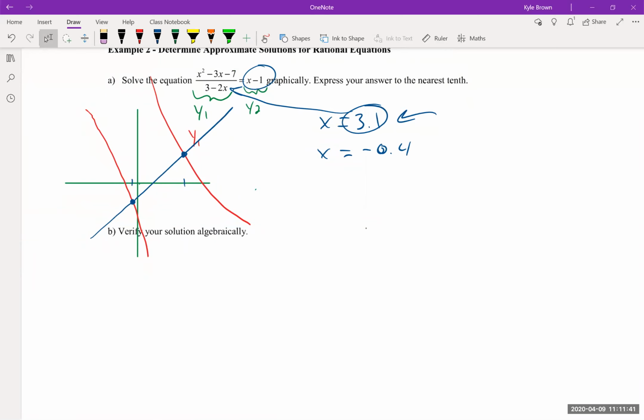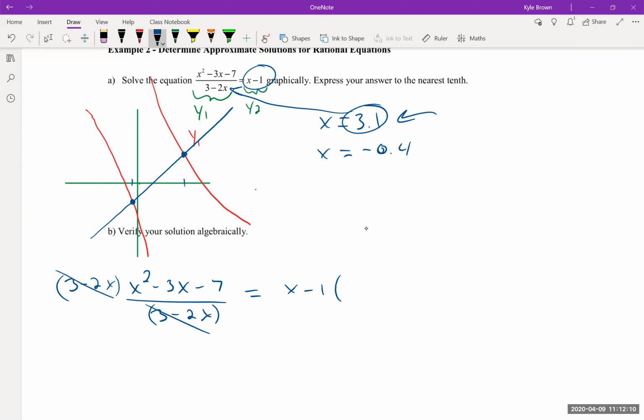So we're going to have x squared minus 3x minus 7 over 3 minus 2x is equal to x minus 1. Okay, so very first thing, I'm not a big fan of the denominator, having this down here. So I'm going to multiply both sides by that. So we have 3 minus 2x canceling on this side, and we get 3 minus 2x on this side.